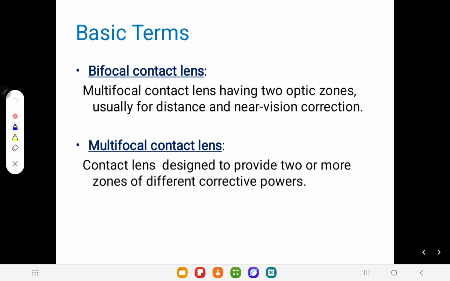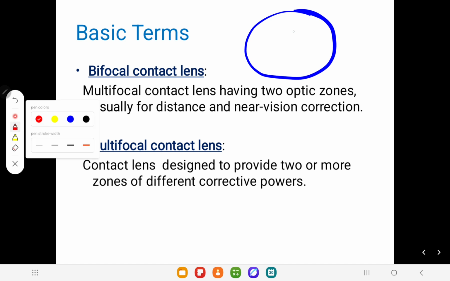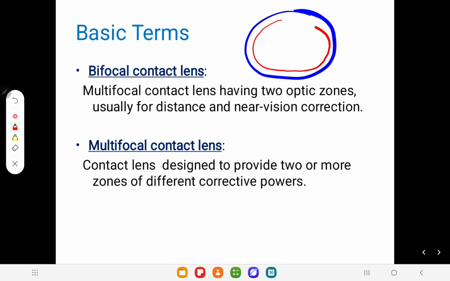So basic terms: bifocal. What do you mean by bifocal? It's a multifocal contact lens having two optical zones, usually for the distance and the near correction zone. Remember, on a normal conventional contact lens, the optical zone is decided by the front optical zone diameter. Yes, and this is the periphery zone, which is only a supporting zone, not an optical zone. But from this definition, just remember, multifocal contact lens means it has two or more optical zones. That's what bifocal means, two optical zones. Multifocal means two or more optical zones. It's very important. A contact lens designed to provide two or more zones of different corrective powers. It's very important. Okay.